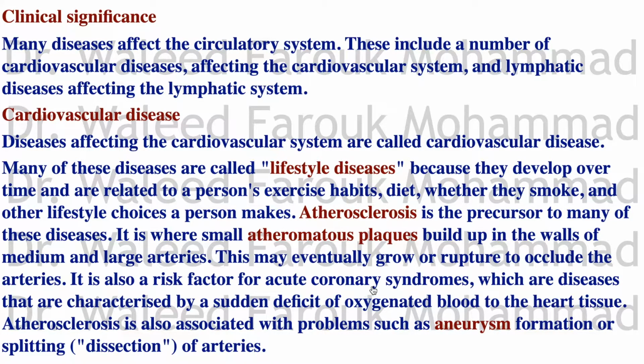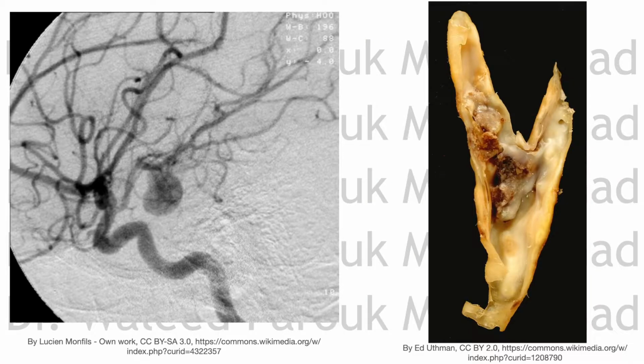Often atherosclerosis is also associated with problems such as aneurysm formation, coarctation of the aorta, or the splitting, dissection, of arteries, especially the aorta. The aorta can also be affected. This is how an aneurysm looks in a cerebral angiogram. See how big the aneurysm is. It may rupture at any time.